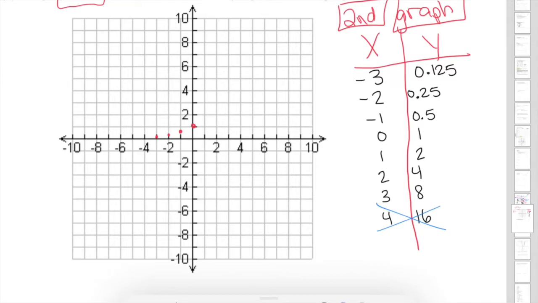So my next point, 0, 1, is where x is 0, so I stay at the origin. I don't go left or right at all, and I go up to 1. My next point, 1, 2, means I go to where x is 1, match that up with where y is 2. Then 2, 4, I go right 2, up 4. And 3, 8, I go right 3, up 8.